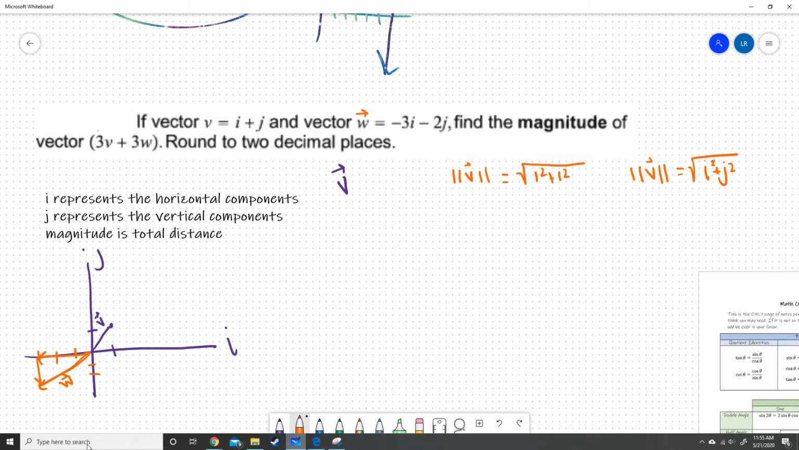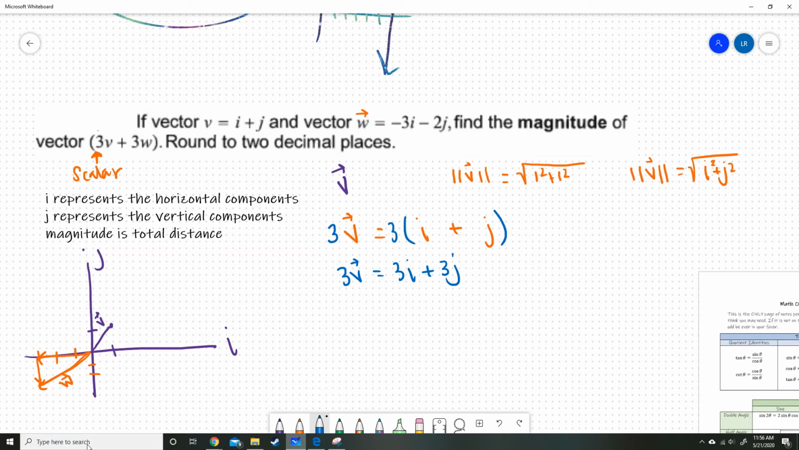Okay, this is what we call a scalar. A scalar means take your entire vector V and multiply it by 3. So let's go ahead and do that. Let's take our vector v. We have vector v equals I plus j, and I want to apply the scalar of 3. So I want 3v, which means that my vector 3v is going to be 3I plus 3j. That's not so bad.